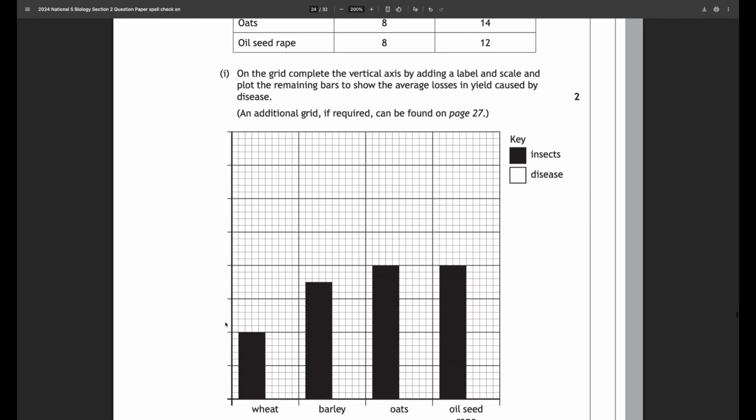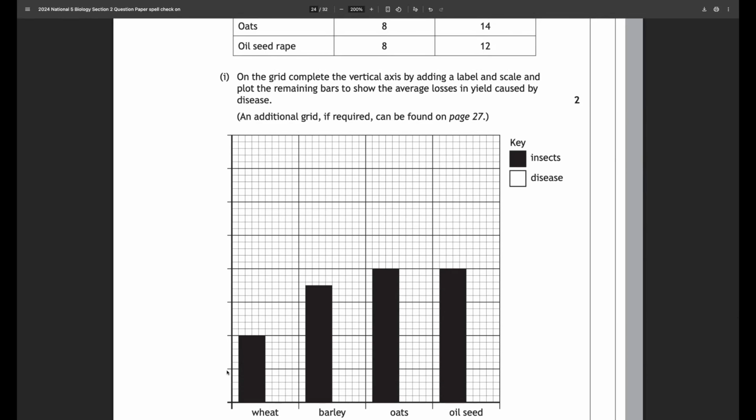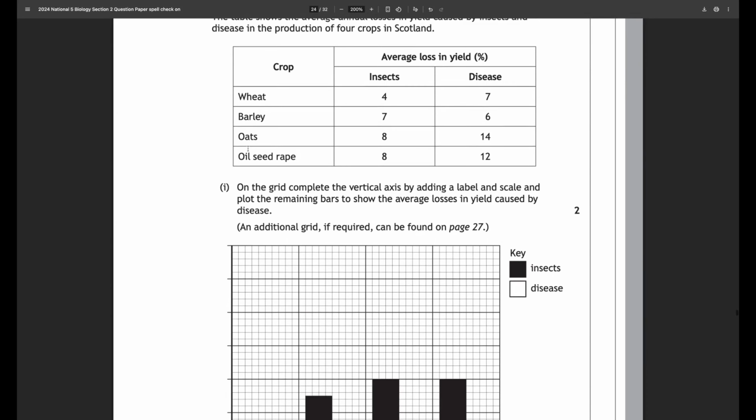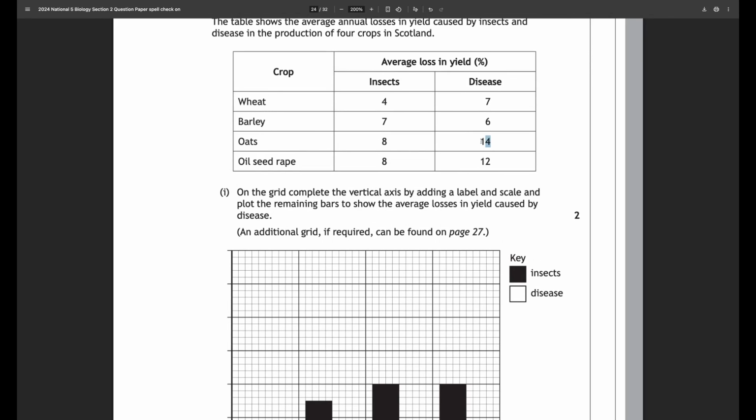So we know that that's 4 here, which means this must be 2 and this is 0. And then each subsequent one is going up by 2, so that will become 6, 8, 10, 12, 14. And you'll do your scale all the way up to 16. And then if we look at our table, that works out perfectly because our highest value is 14.